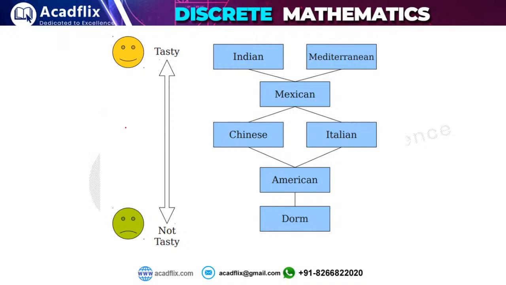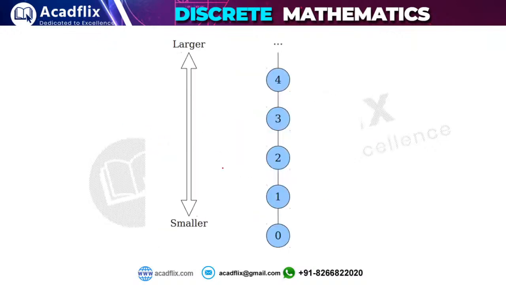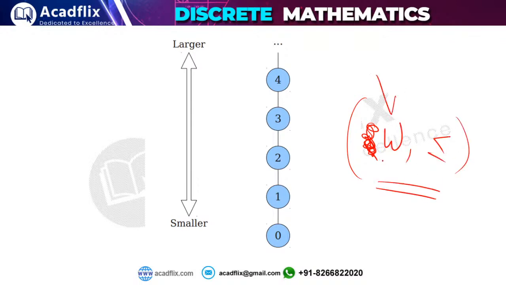So this is a Hasse diagram, for example. Now we can see that this is also a Hasse diagram. In this Hasse diagram, our base set is the set of whole numbers: 0, 1, 2, 3, 4 and so on. This is our base set, and the relation is less than or equal to.